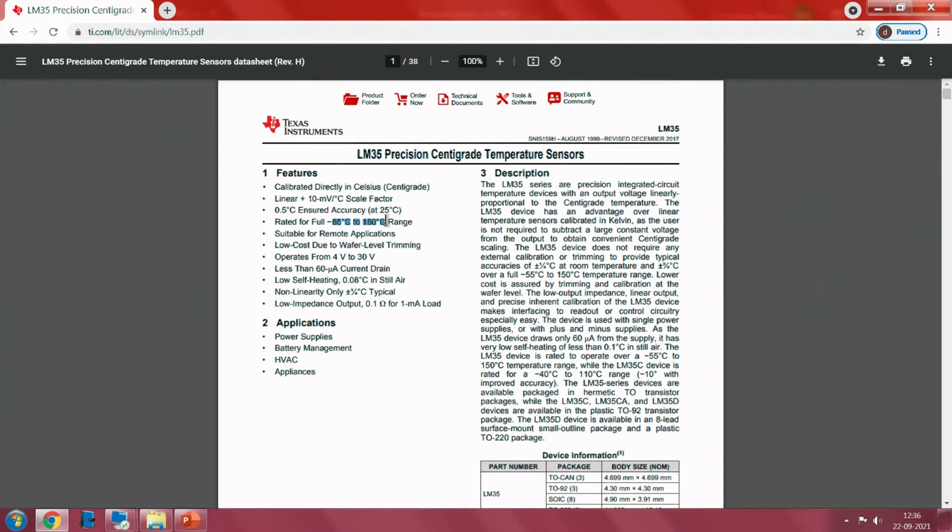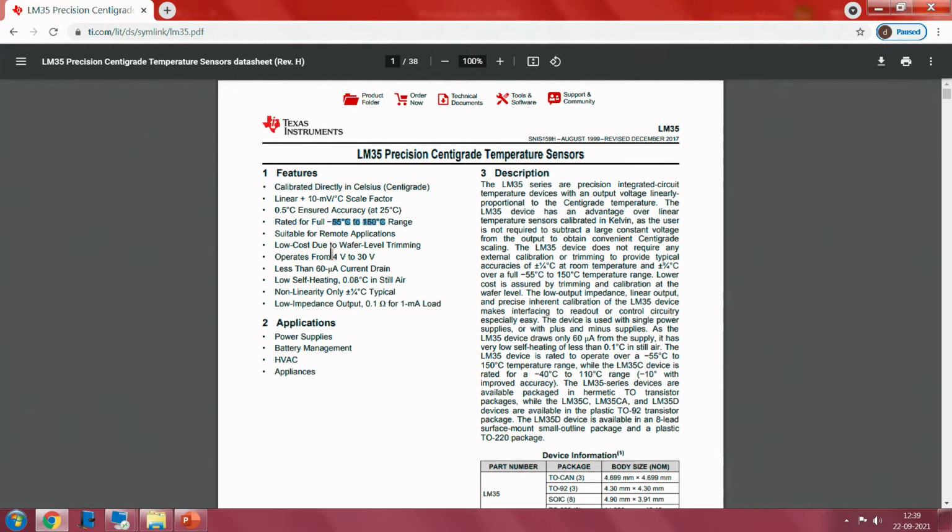Above or below this particular temperature range, the properties they mention may not be satisfied. The scaling factor or the sensitivity factor may not hold, and it may not be linear either. This is the operable range; above it, of course, the sensor can withstand a little higher temperature, but it may not meet all the properties they have mentioned, right?